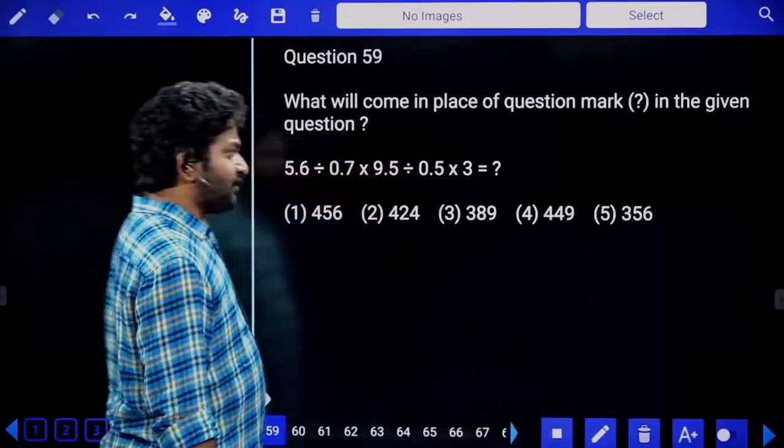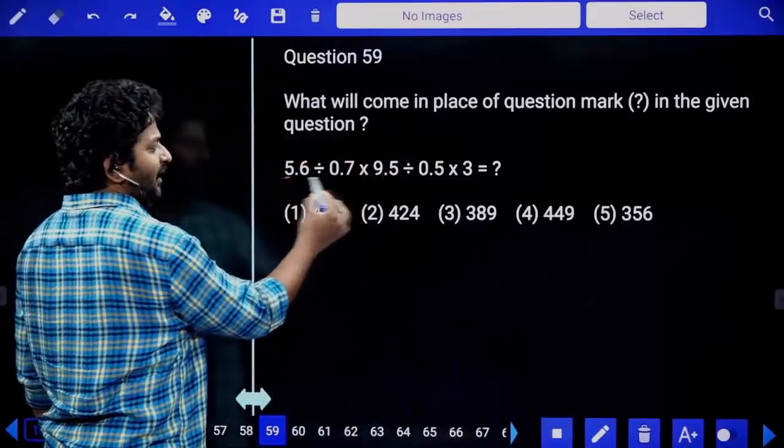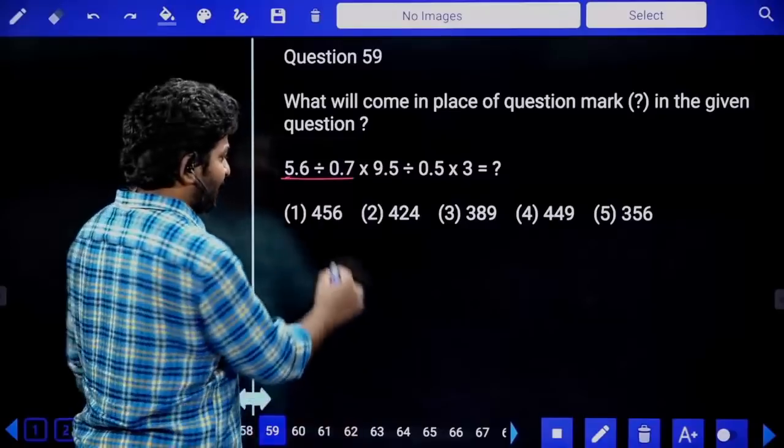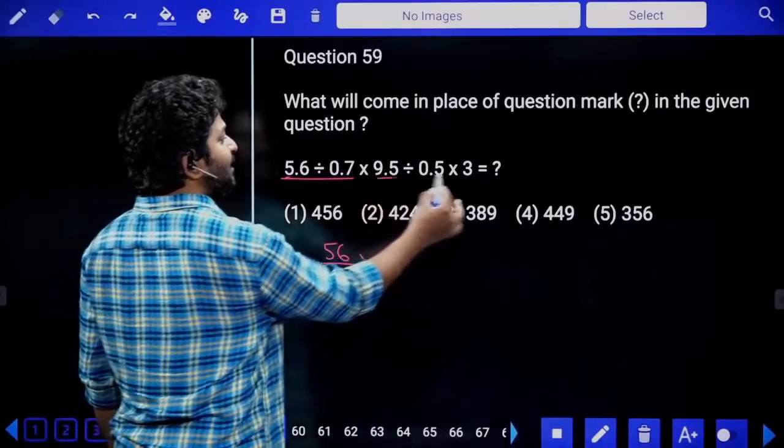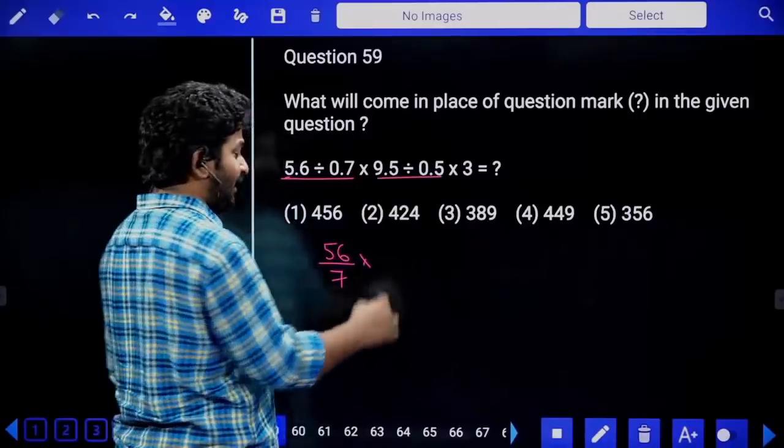Next. So here in both numerator and denominator, there is only one digit after decimal. So we'll write it as 56 divided by 7 into. Here also only one digit in numerator and denominator.